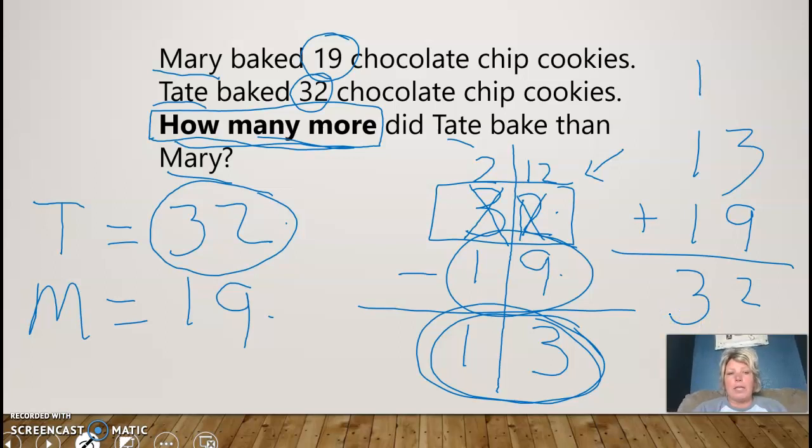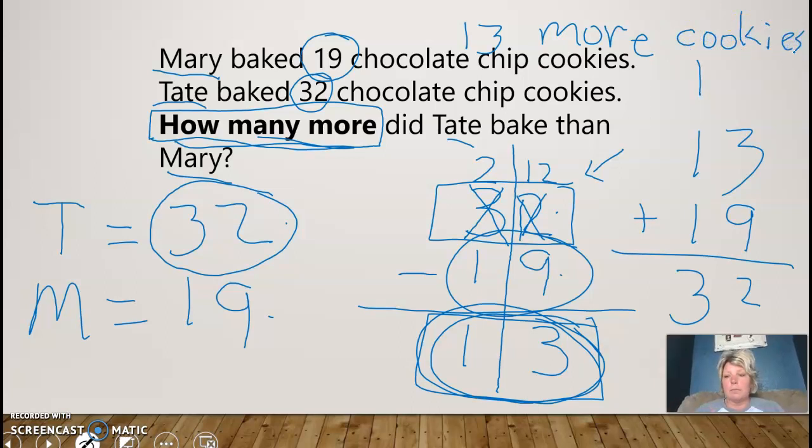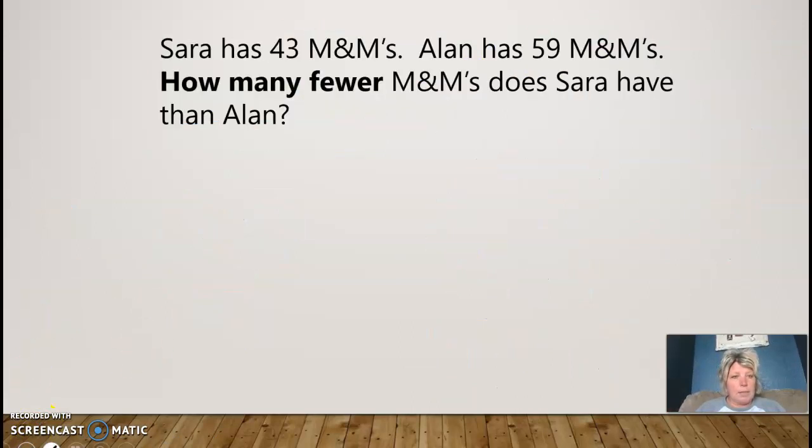But for now, the answer of how many more did Tate bake than Mary? Tate baked, here's my answer, 13 more. So when I'm writing my answer, 13, and then my label would be more. And what are we talking about? You're right, cookies. All right, let's try another one. I'll go to my next slide.